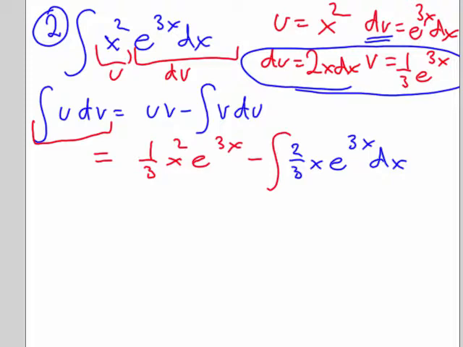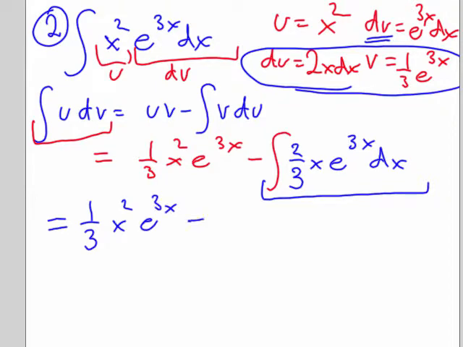Alright, so now we need to look at evaluating this integral. If you look at this integral for a moment, you're going to realize that we can't integrate this unless we do yet another integration by parts. And so I'm going to get ready to do that. I'm just going to move the expression over, rewrite what I have, and while I'm doing that, I'm going to pull out the 2/3 outside of the integral sign.